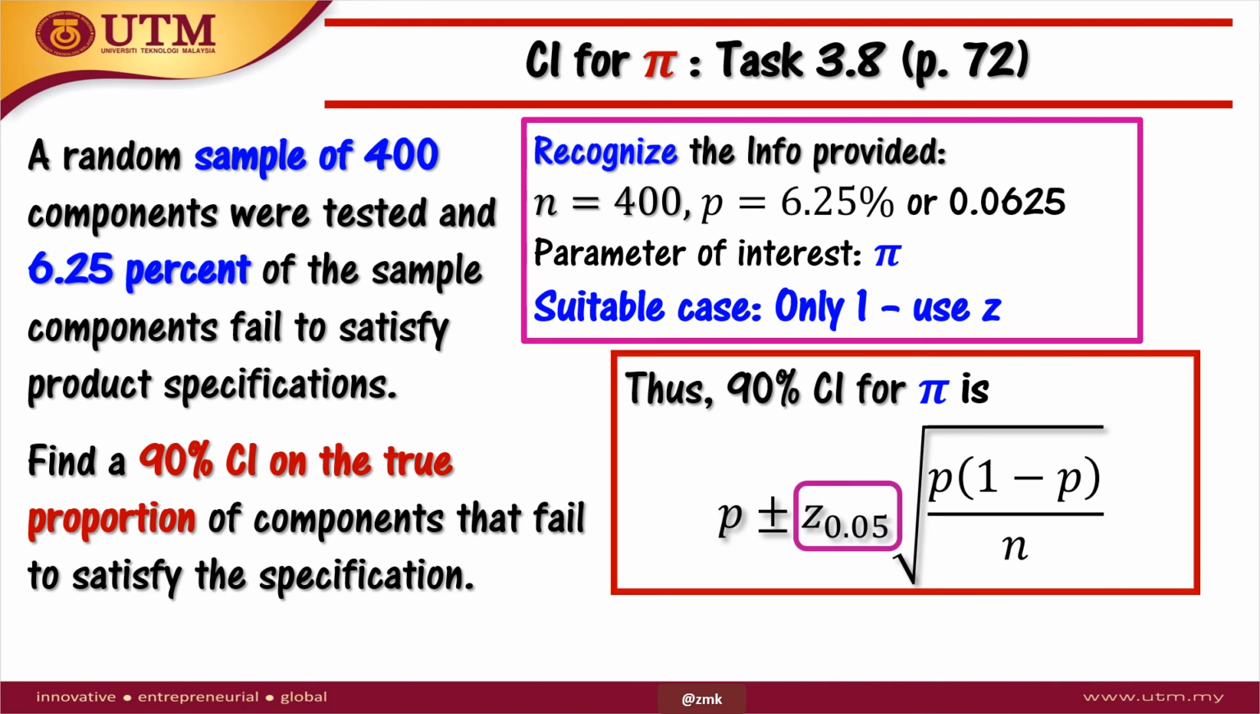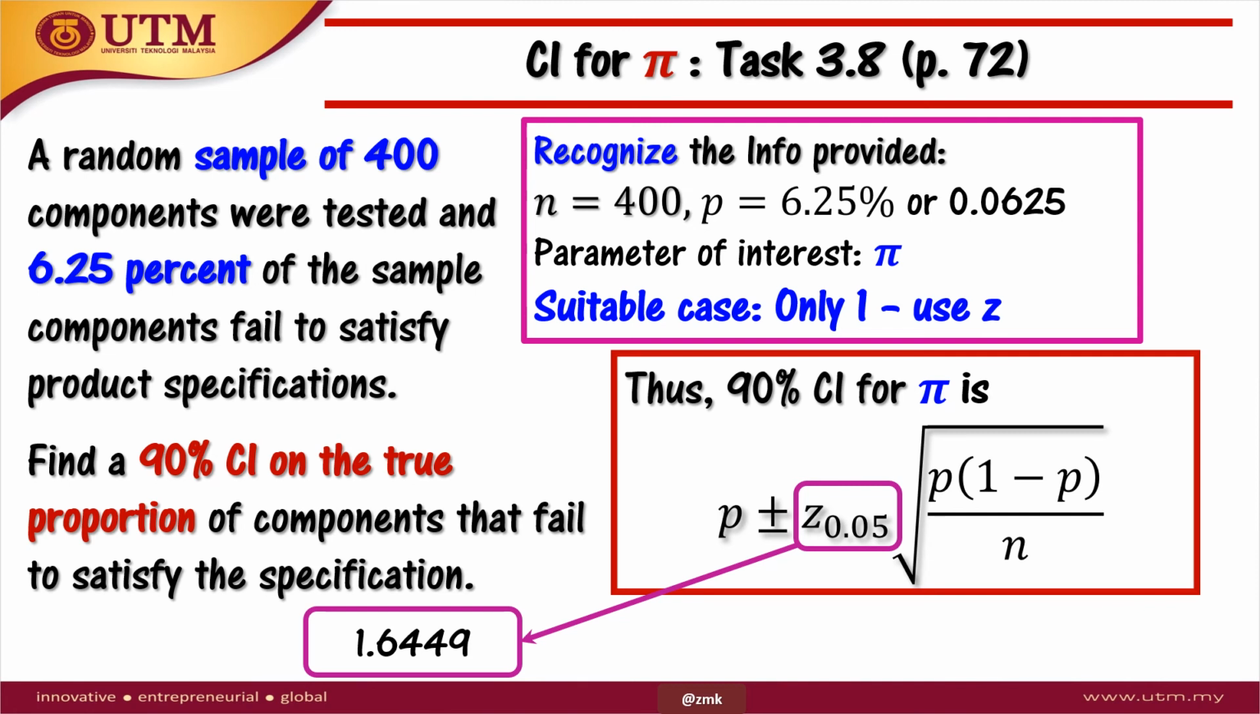Here, Z alpha over 2 is Z 0.05, as we know alpha is 10% because we are constructing a 90% confidence interval. Therefore, alpha is 10% and Z alpha over 2 is simply Z 0.05. The value is 1.6449 from table 4, page 34.